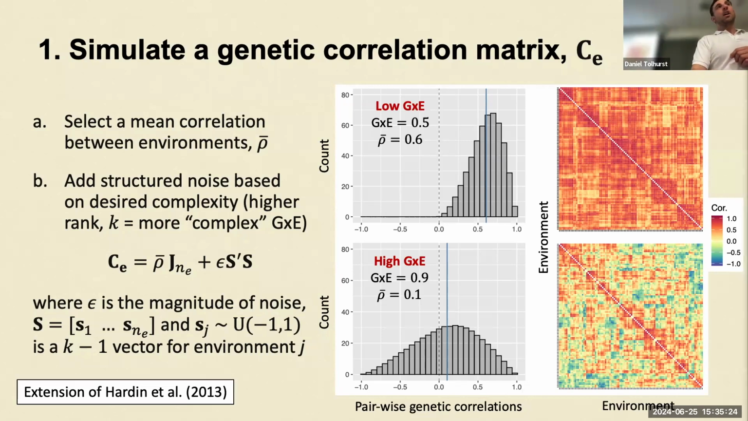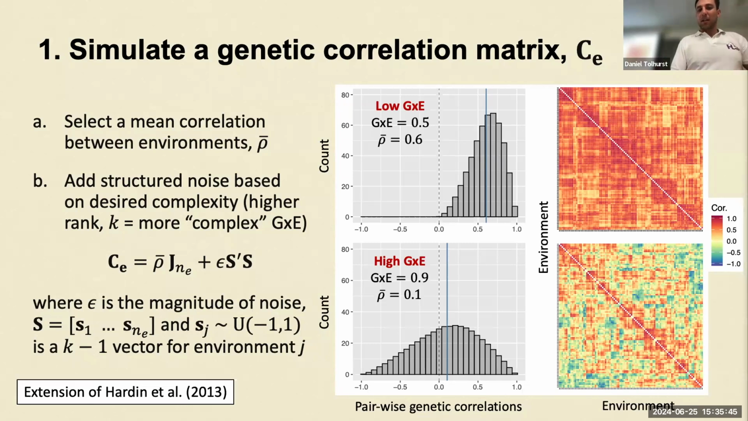When you get down to the high G by E scenario, finding that one genotype becomes very difficult, because all of those environments are so different. And the performances are so much different as well. Finding that one that does well is the needle in the haystack that the plant breeder or the animal breeder or whatever it is wants to find.